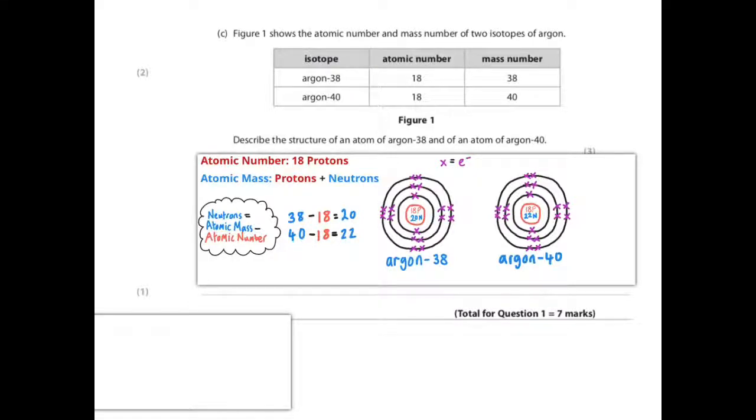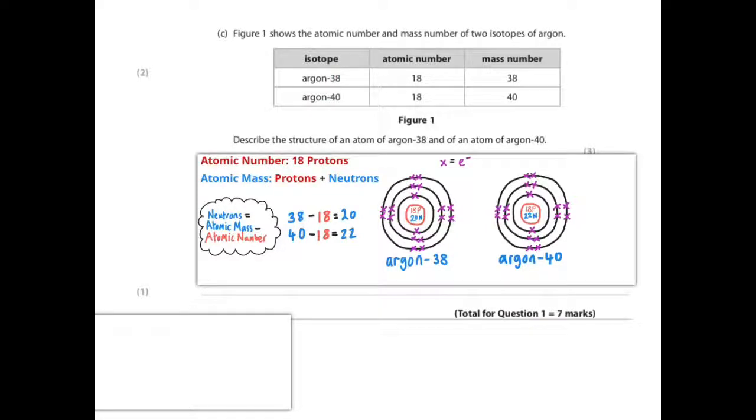Isotopes you can think of in this way. Isotopes are atoms of the same element. So you can see these are two different types of atom, but they're both argon atoms, same element, with a different atomic mass. And the reason why they have a different atomic mass isn't because of the number of protons. If you change the number of protons, you change the element itself. So the difference is due to the number of neutrons.